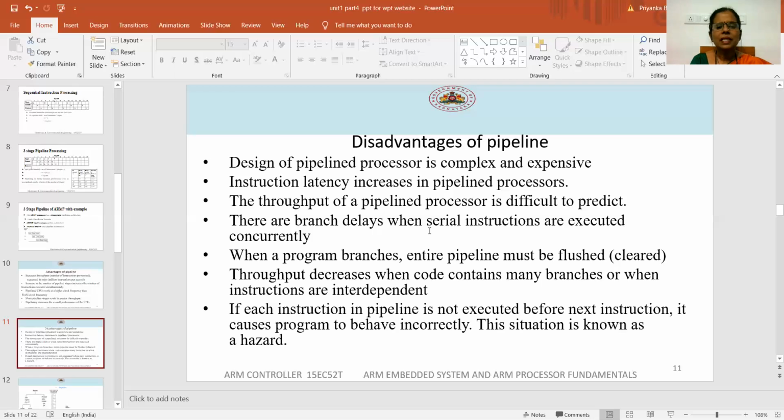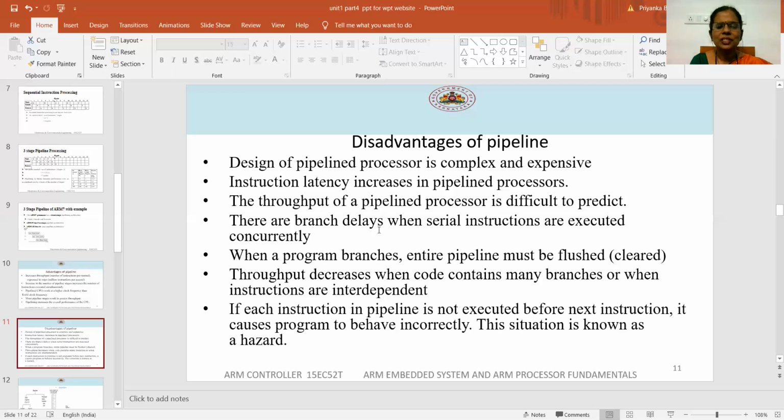There are branch delays when serial instructions are executed concurrently. If there is a branch instruction, first the branch instruction is fetched, then it is decoded. After decoding, it will come to know that it has to jump to some other location. Then it becomes difficult in the pipelining process.